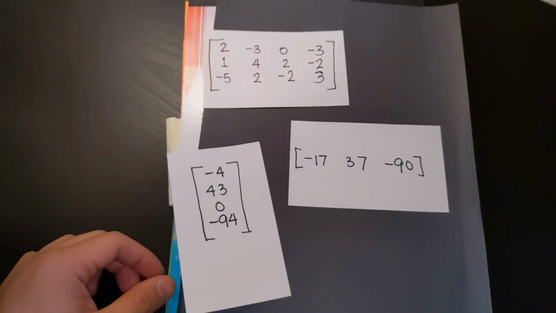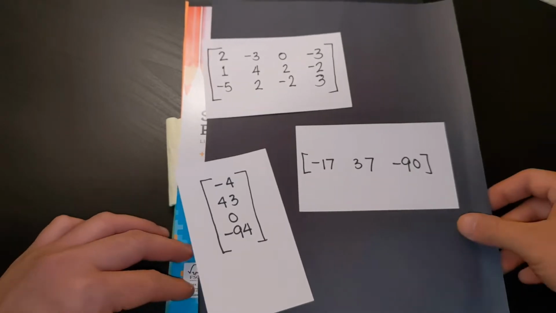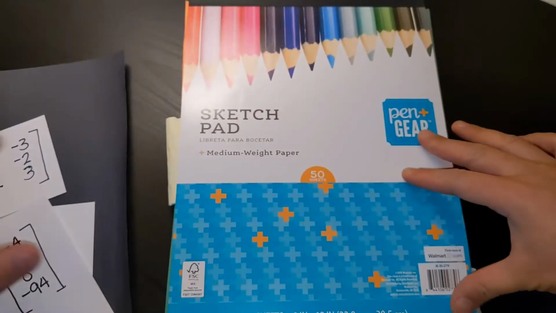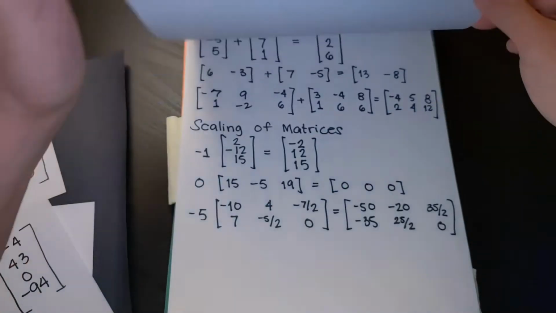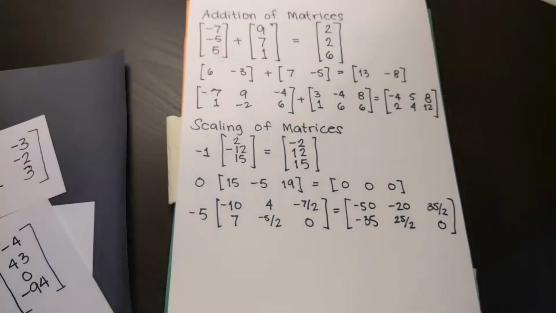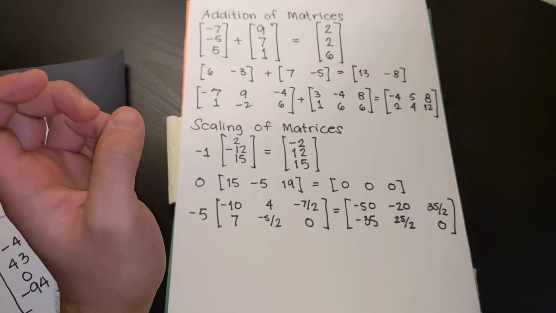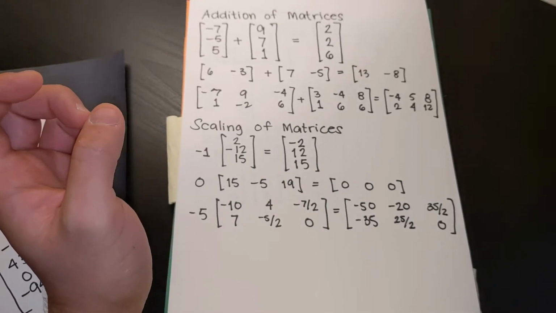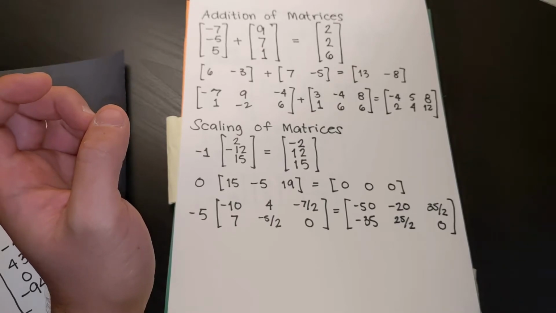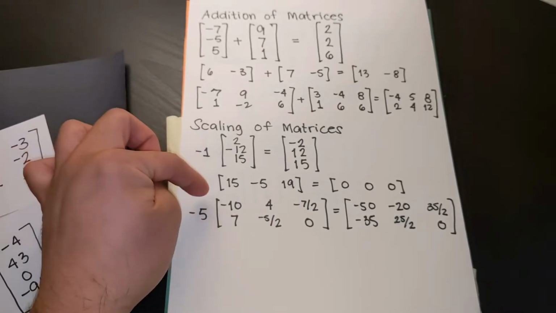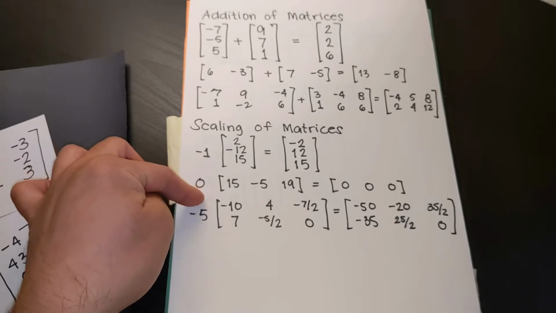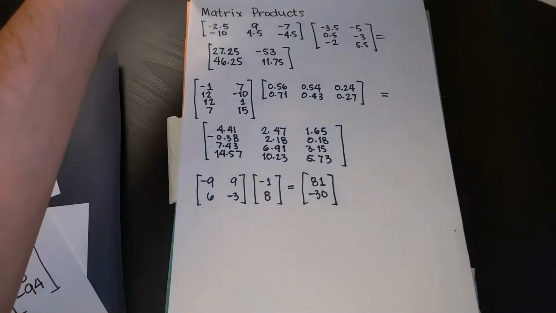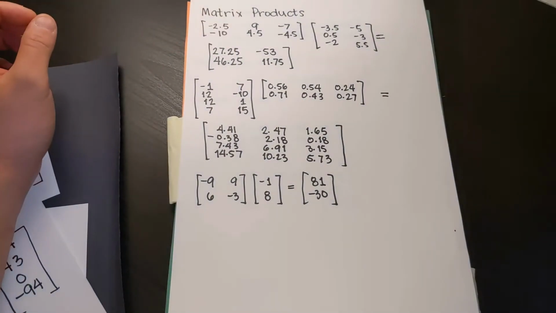What can we do with matrices? We can add or subtract two matrices of the same size. We can scale them. We can multiply two of them provided that the sizes are compatible.